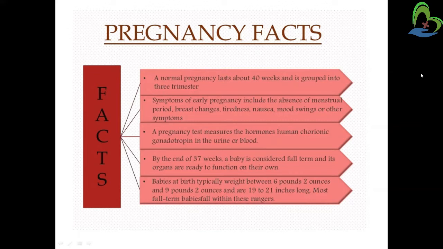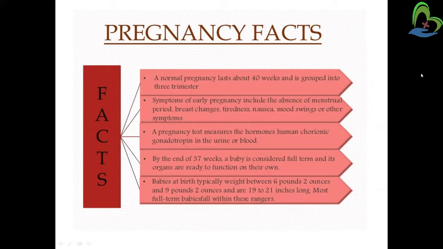The symptoms that suggest pregnancy are absence or cessation of the menses, then breast changes, tiredness, nausea, mood swings, or other symptoms that we'll study later on. A pregnancy test confirms pregnancy through the human chorionic gonadotropin hormone that is present in the urine, and that is the hormone that confirms the pregnancy.